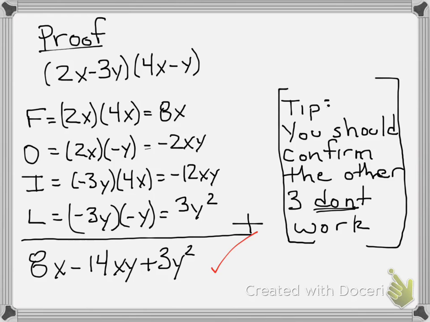Now, as I say over here, I really do think it's a good idea for you to confirm that those other three values don't work. Show that when you do this, you actually get a unique value, and so go through and check that.